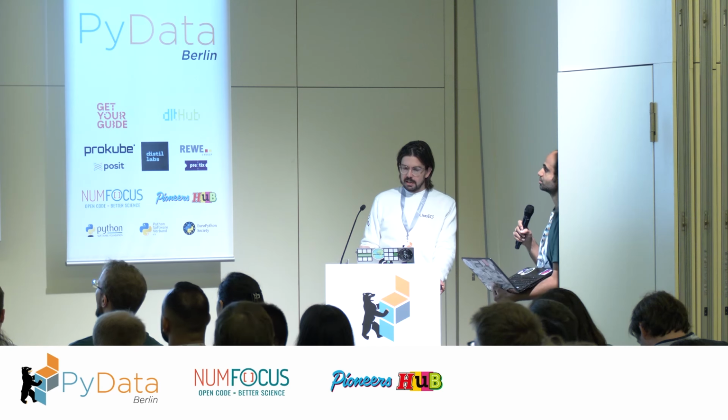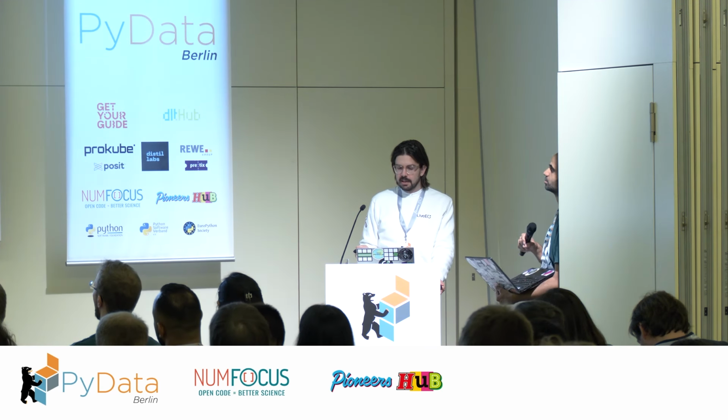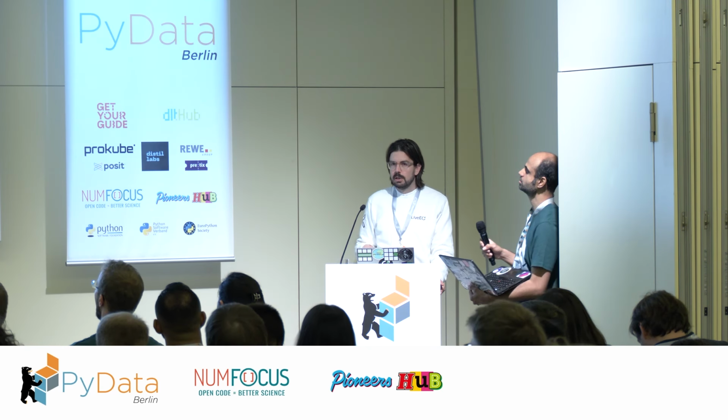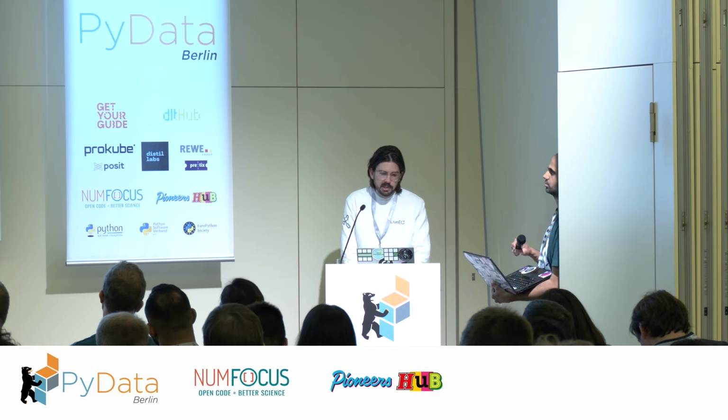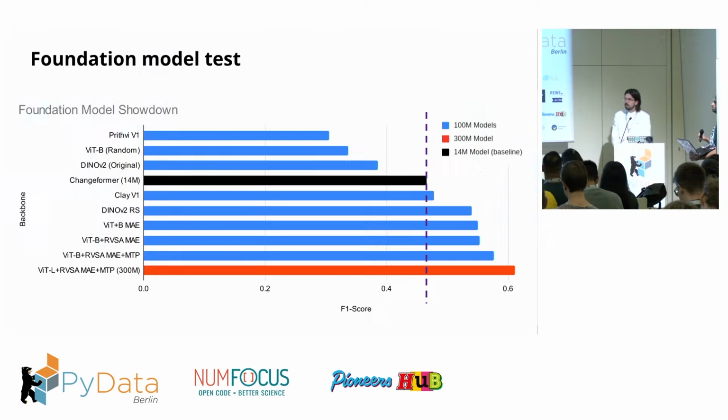That's a good question. Just for context, this is work that we did quite a while ago. Things are higher at the moment. This is the F1 score. I didn't really go into what that means or why that is, and it's the pixel-wise F1 score.